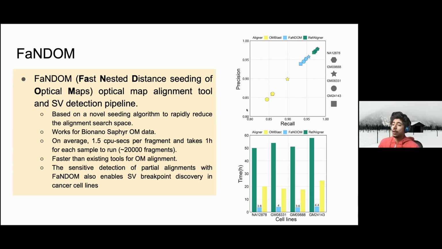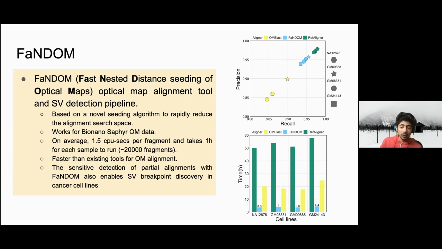Also, for calculating the precision and the recall, we selected 207,000 molecules from each cell line. This cell line, NA12878, GM09888, and so on, as you can see their names here.